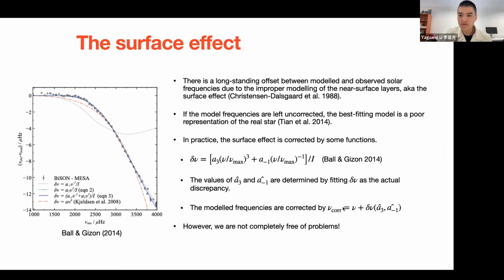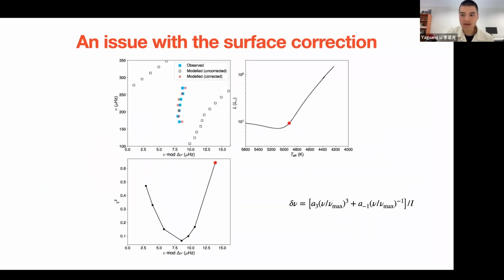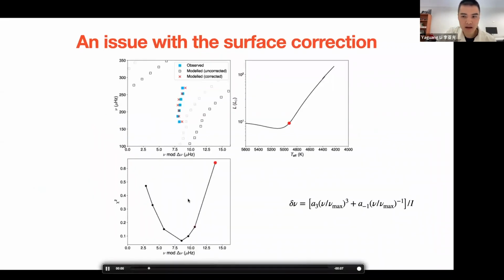But I think we're not completely free of problems. So let me show you what I mean. Here I'm showing some models along an evolutionary track. Each frame shows a particular model. The right panel is the HR diagram, and on the left-hand side, on the top panel, I showed the observed frequencies in these blue squares, and also the modeled frequencies in these open squares. The crosses show the corrected modeled frequencies, the frequencies after we applied this correction.